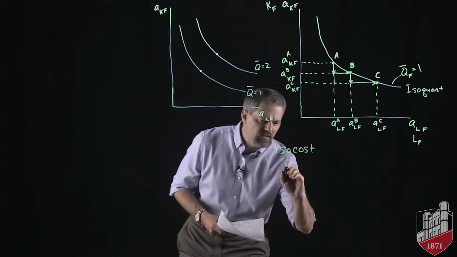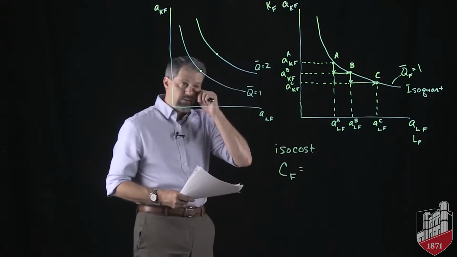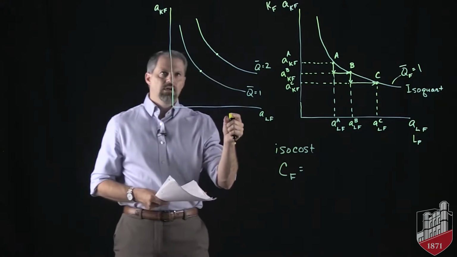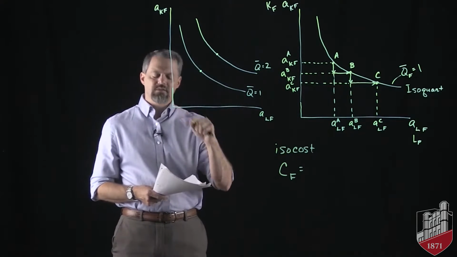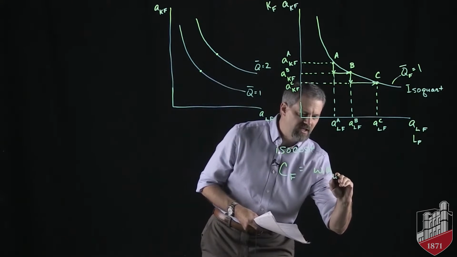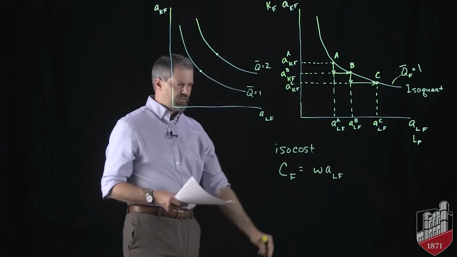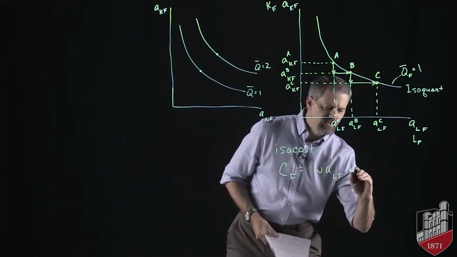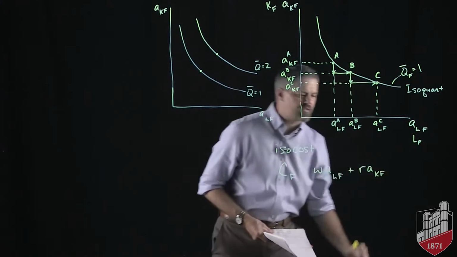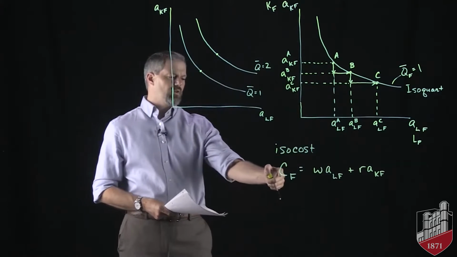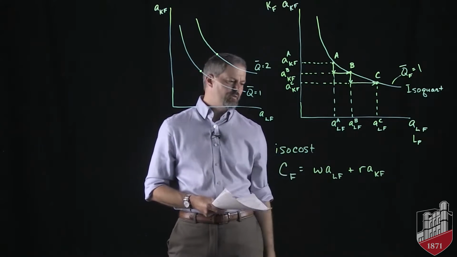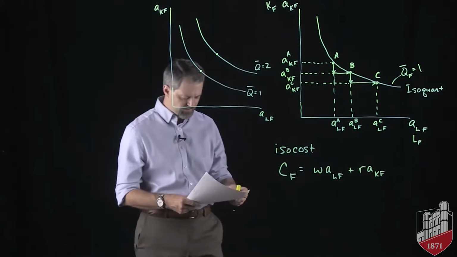So let's talk about the cost of producing food. Let's just designate that with a C. The cost of producing food is going to be equal to the cost of the labor that we use plus the cost of the capital that we use. So let's start with labor. We're going to have the wage times the amount of labor used in food production. That's going to be the cost of our labor plus the rental rate times the amount of capital that we use in food production. So the total cost of producing whatever amount of food we want to produce is equal to the cost of the labor that we use plus the cost of the capital that we use.